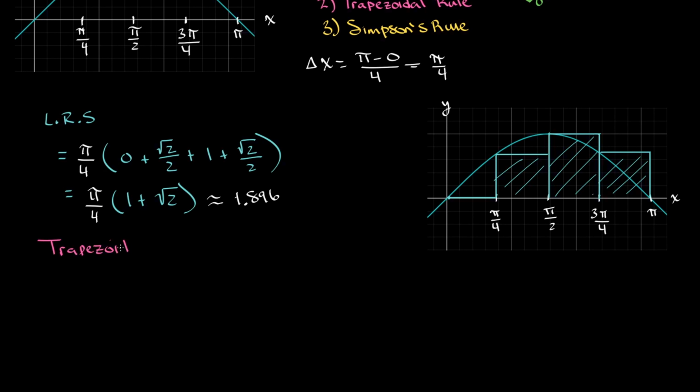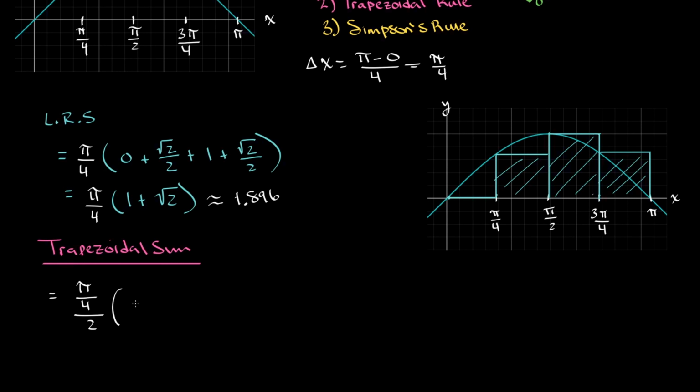Trapezoidal sum. Okay. And here, again, we're going to be taking delta x, and then we're going to be dividing it by 2. We're going to be making a bunch of trapezoids here. So we have delta x, pi over 4, divided by 2, and then we're going to be grabbing all of these points here. So we're going to take a sine of 0, so our endpoints are not going to have a 2 associated with them.